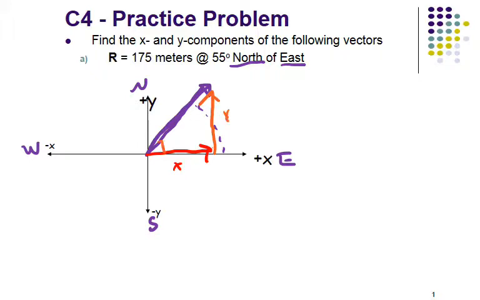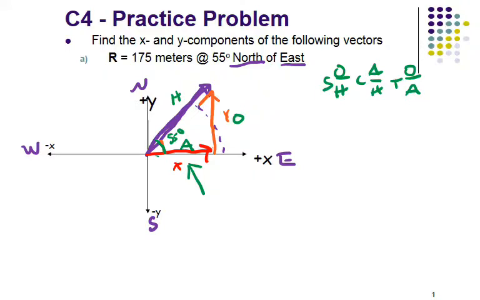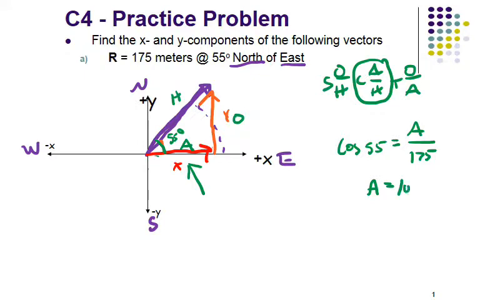If we look at the angle here, this is 55 degrees. If we wanted to find the x portion here, let's write down what this is. This is the adjacent side, this is the opposite side, this is the hypotenuse. To get the adjacent side here, we would need the cosine function. So cosine of 55 equals the adjacent over the hypotenuse, which is 175. We could cross multiply, and the adjacent side comes out to be 100.4 meters. So that is how much in the x we have.